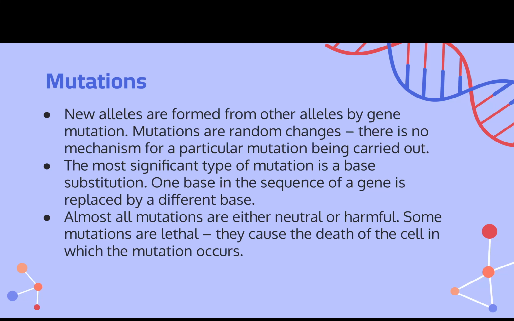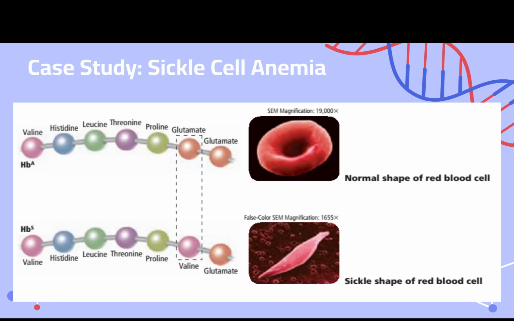So almost all mutations are either neutral or harmful. There are very few mutations that are actually positive, and we don't learn about them. And mutations can also be lethal, so they will cause the death of the cell in which the mutation occurs. And this happens because that base sequence of that DNA is just not viable for living, which means that it will end in the death of that cell.